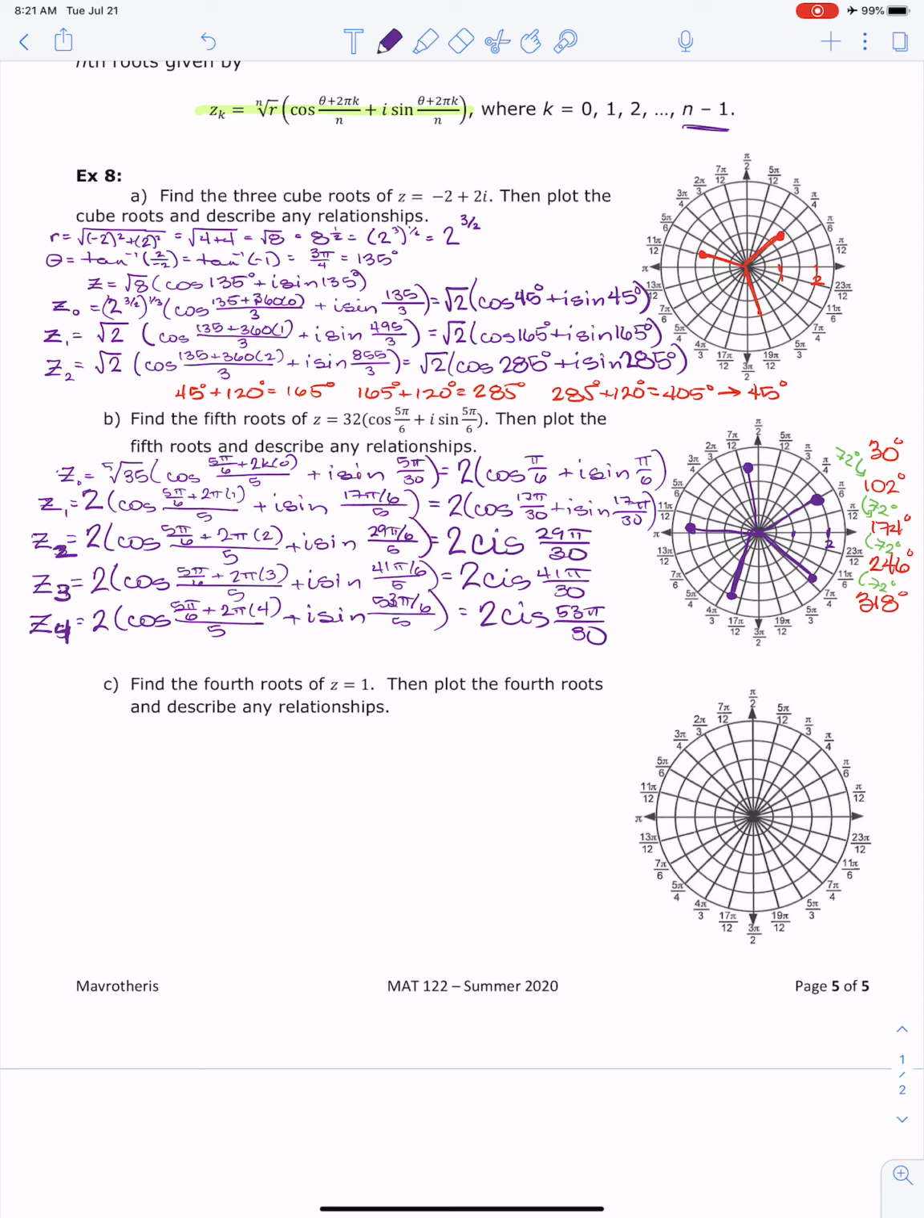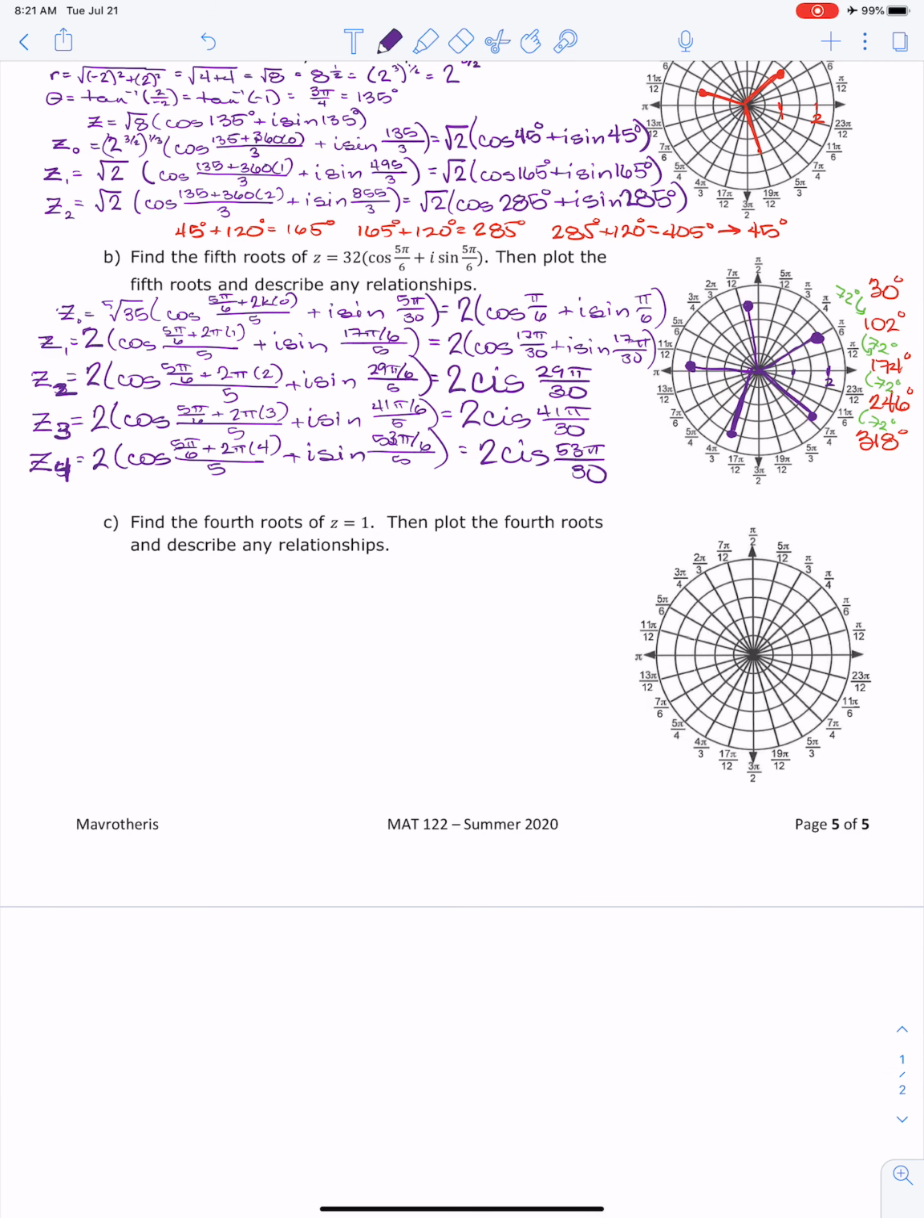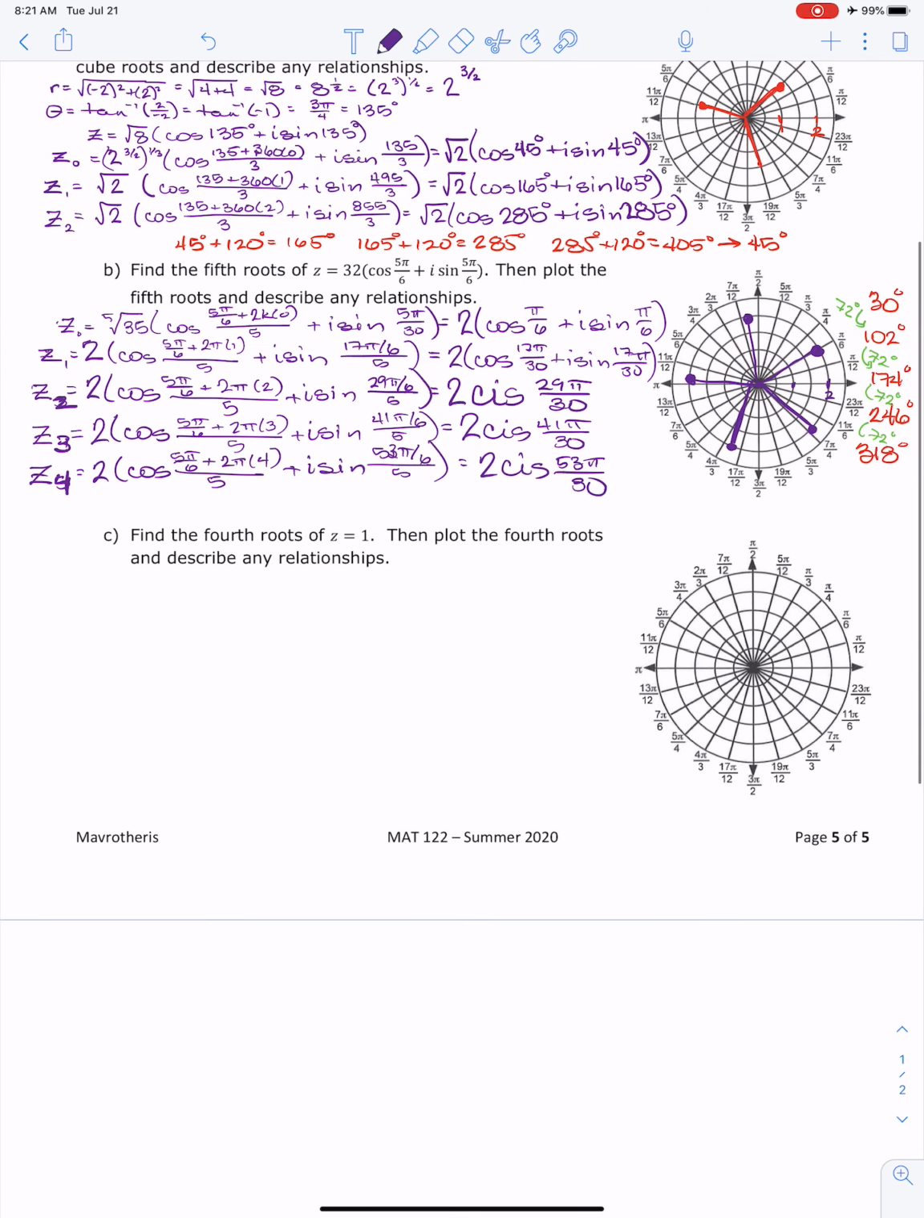So C, last one, and we kind of like this one because this one is easy for us to double check. We want the 4th roots of z equals 1. If z equals 1, think about what that means. z equals 1 times cosine of 0 plus i sine 0. Degrees, radians, doesn't really matter. Okay, cosine at 0 is 1, sine at 0 is 0. 1 times 1 gives me 1, z equals 1.